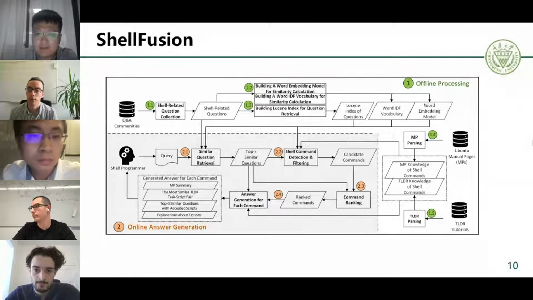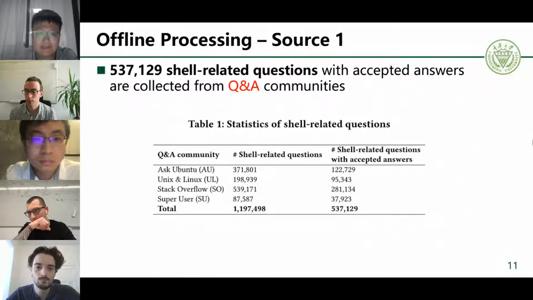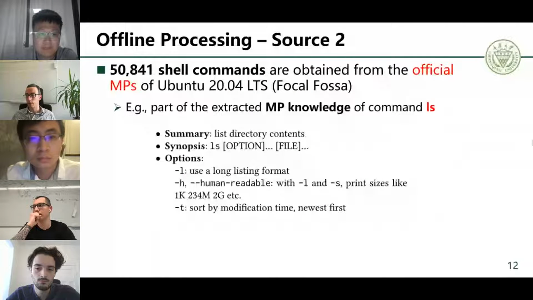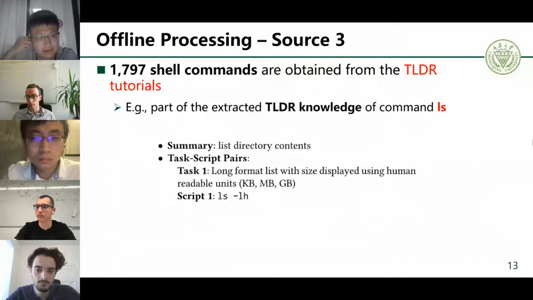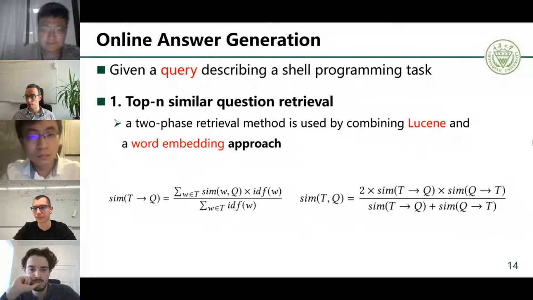It consists of 2 parts, offline processing and online answer generation. The offline processing aims to collect the data from 3 different sources. We obtained shell-related questions from 4 question-answer communities, such as Ask Ubuntu and Stack Overflow. And we obtained shell commands from official man pages, like the example below. And we obtained the shell commands from TLDR tutorials. With these three kinds of documents, we generate answers from them.